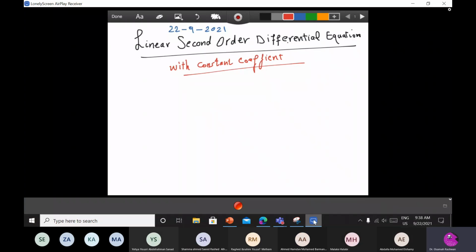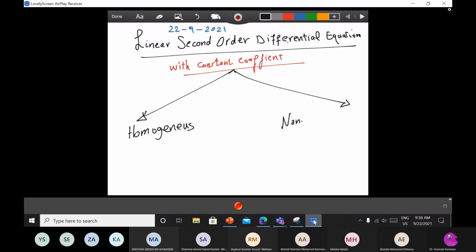Let's start with the linear second order differential equation with constant coefficient. What is the general shape? You have two types of this one, homogeneous and non-homogeneous. Okay, what is the difference between this one and this one?